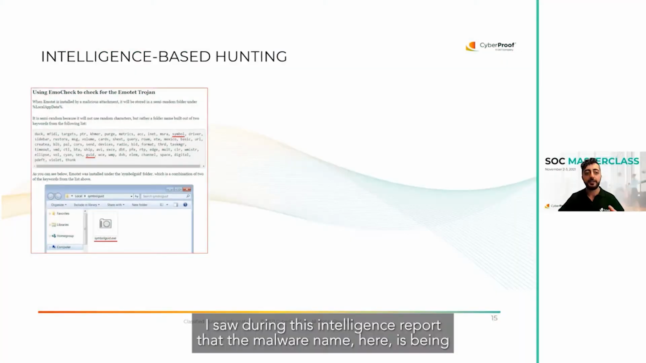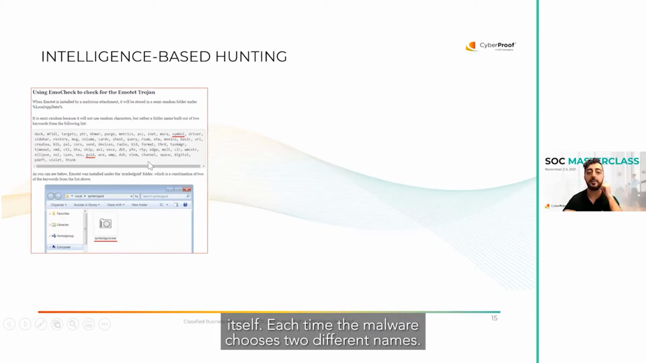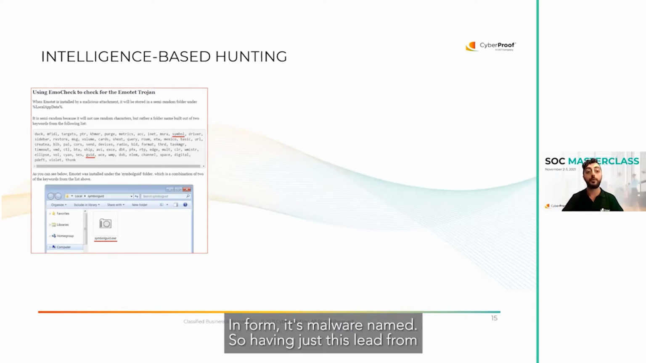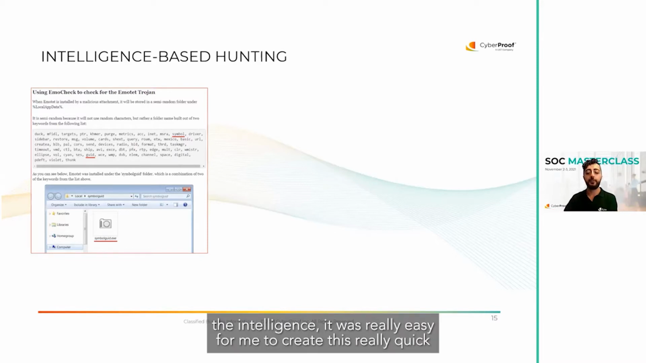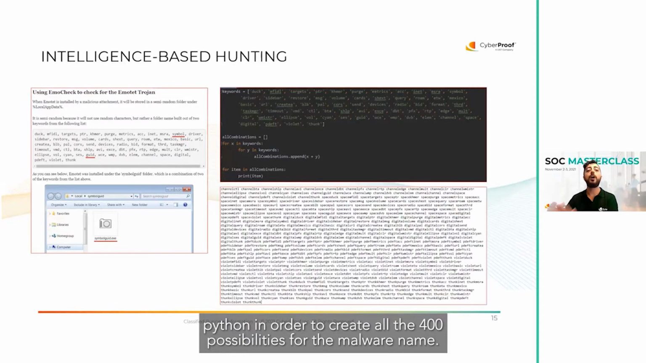I saw during this incident report that the malware name here is being generated out of a predefined hard-coded list within the malware itself. Each time, the malware chooses two different names and forms its malware name. So having just this lead from the intelligence, it was really easy for me to create a really quick Python script in order to create all the 400 possibilities for the malware name.